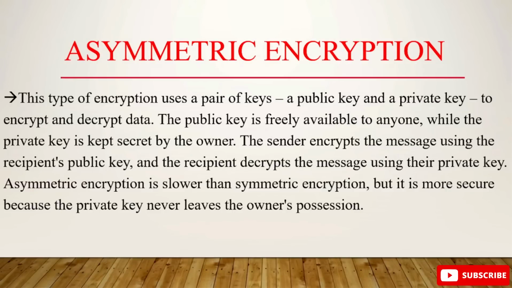Next is asymmetric encryption. This type of encryption uses a pair of keys, a public key and a private key, to encrypt and decrypt data. The public key is freely available to anyone, while the private key is kept secret by the owner. The sender encrypts the message using the recipient's public key, and the recipient decrypts the message using their private key. Asymmetric encryption is slower than symmetric encryption, but it is more secure, because the private key never leaves the owner's possession.